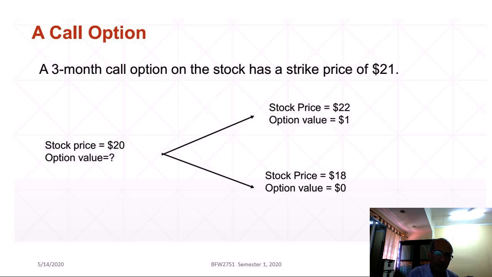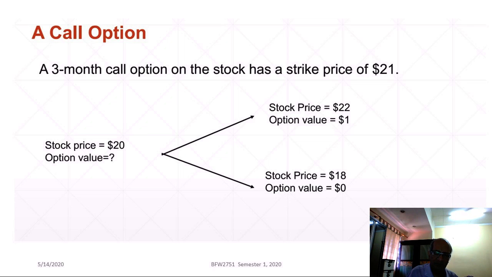A 3-month call option on a stock has a strike price of $21. Going back to our initial example, the stock price today is 20. You don't know the option value today. That is what you're going to find. So there's option pricing here. 1.1 is the up value where it goes to $22. Because the strike price is 21, ST minus K, the option value after 3 months is $1.